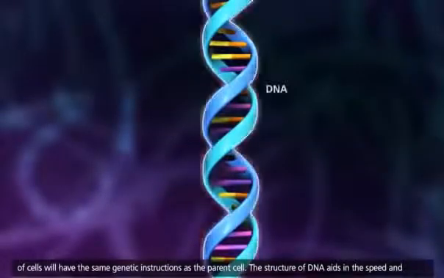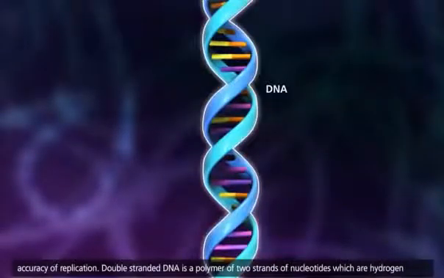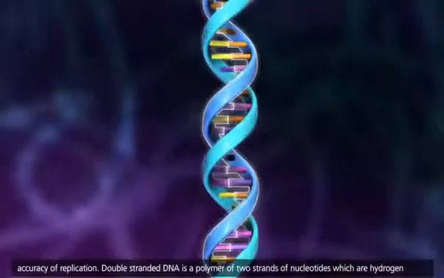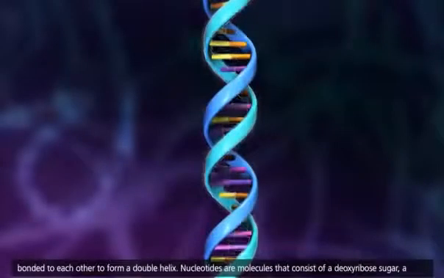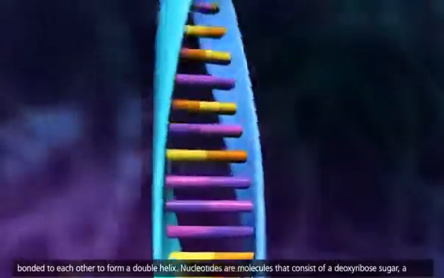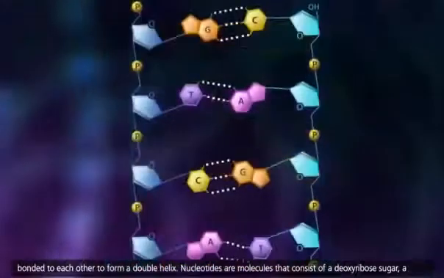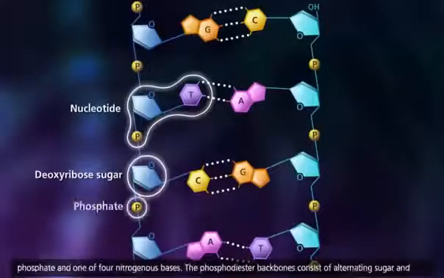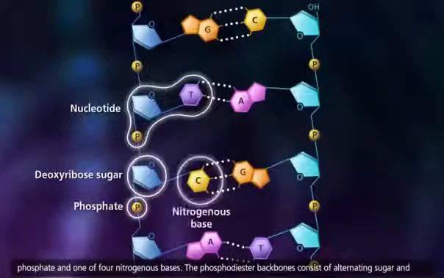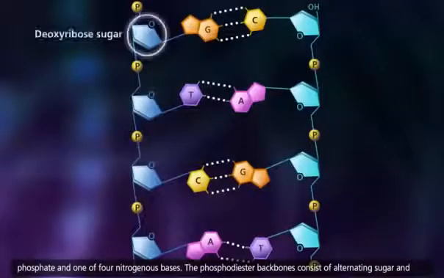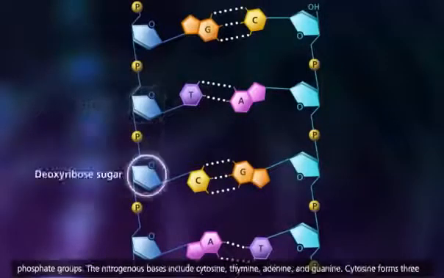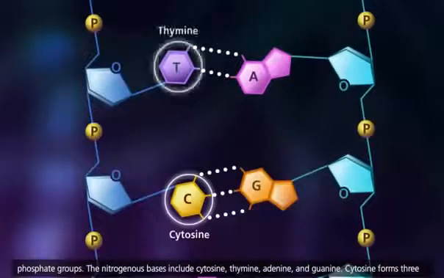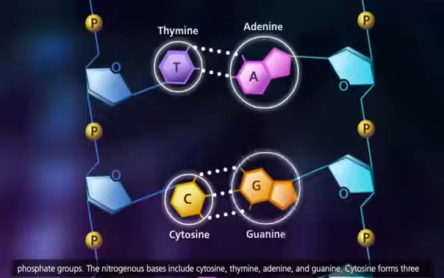The structure of DNA aids in the speed and accuracy of replication. Double-stranded DNA is a polymer of two strands of nucleotides which are hydrogen bonded to each other to form a double helix. Nucleotides are molecules that consist of a deoxyribose sugar, a phosphate, and one of 4 nitrogenous bases. The phosphodiester backbones consist of alternating sugar and phosphate groups. The nitrogenous bases include cytosine, thymine, adenine, and guanine.